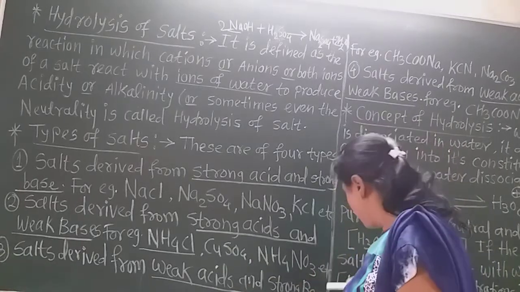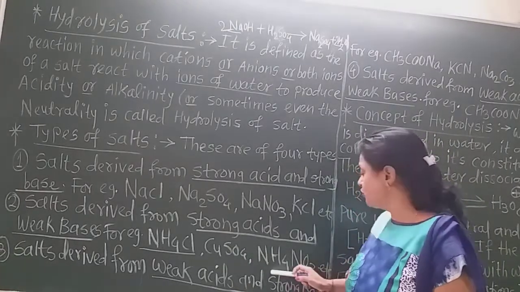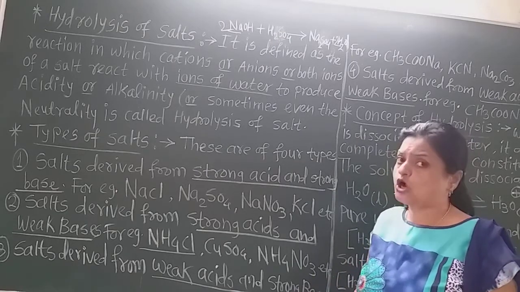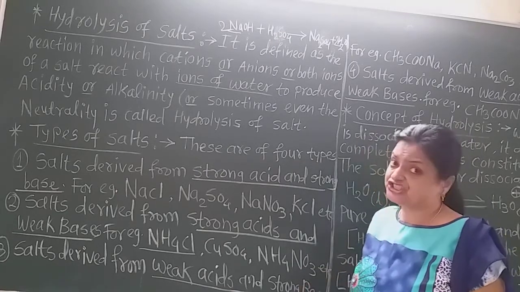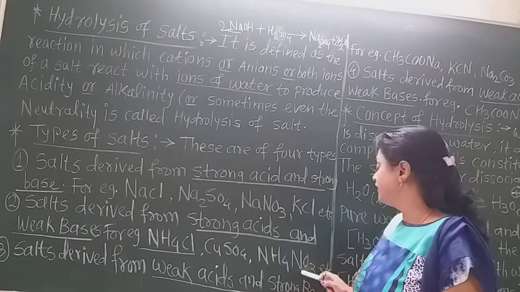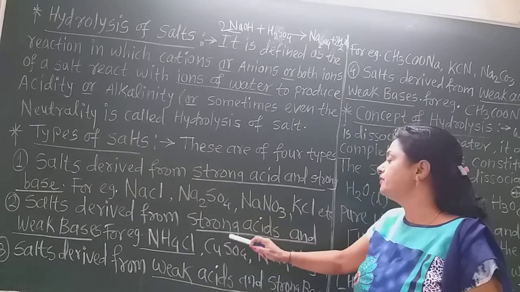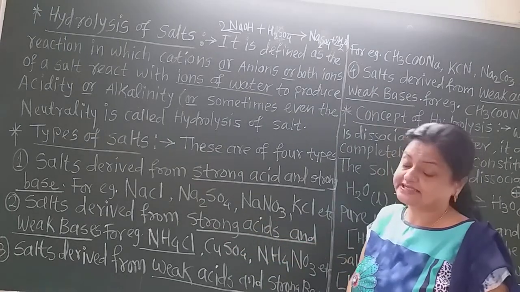Next one is ammonium nitrate, NH4NO3, from HNO3. Nitric acid is the strong acid and NH4OH again is the weak base. So ammonium nitrate is also a salt derived from a strong acid and weak base.